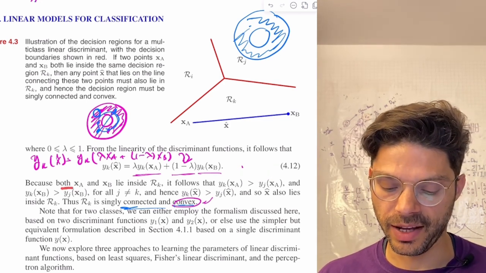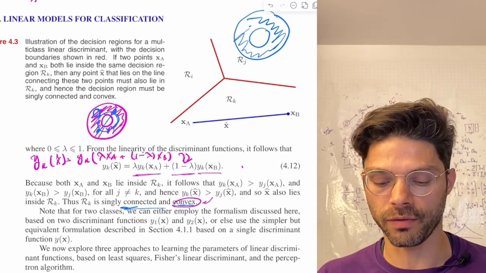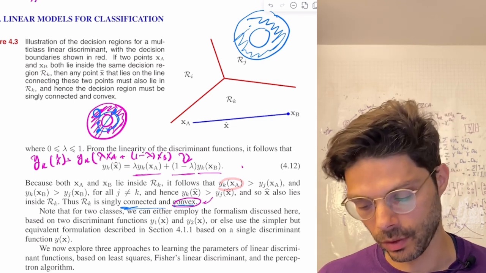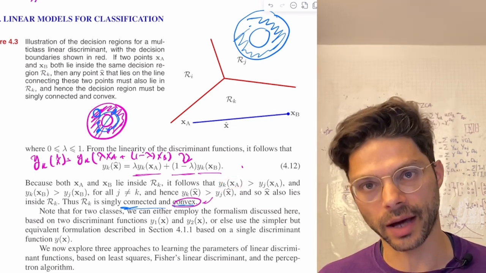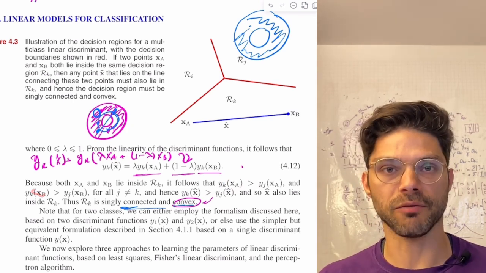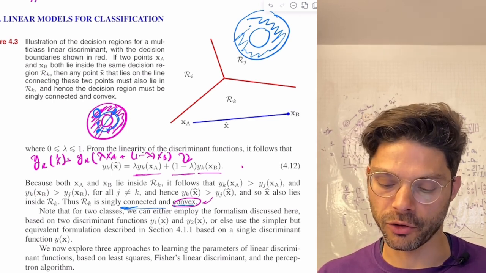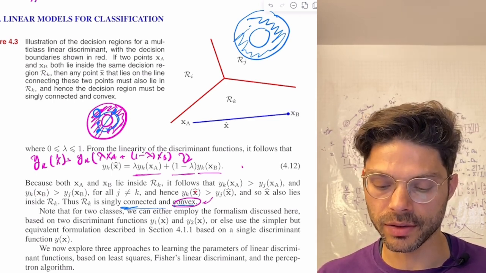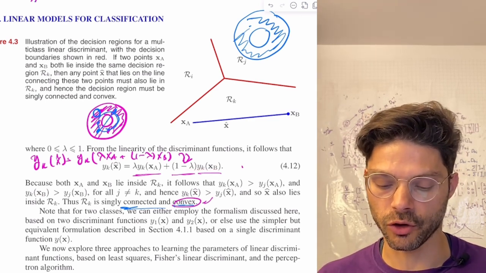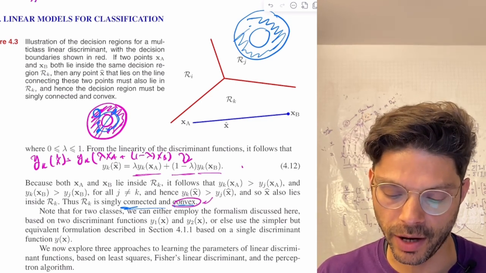Because both x_A and x_B lie inside that region, the region where y has the largest value for this particular category, it follows that y_k of x_A is greater than y_j of x_A, so when you're comparing two different classes. And the same is true at x_B, so at both the ends. And then therefore it'll also be true for all of the points along the way as well, right? Because you can just apply that exact same argument for any point along that way.